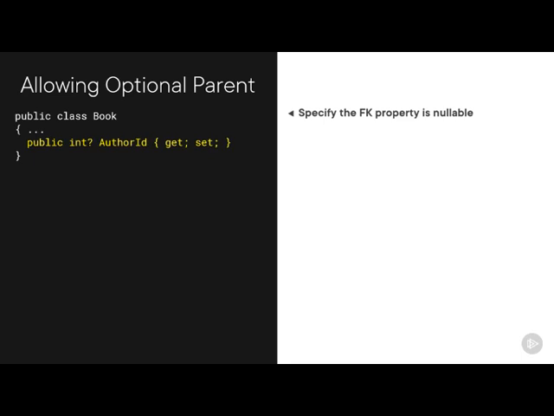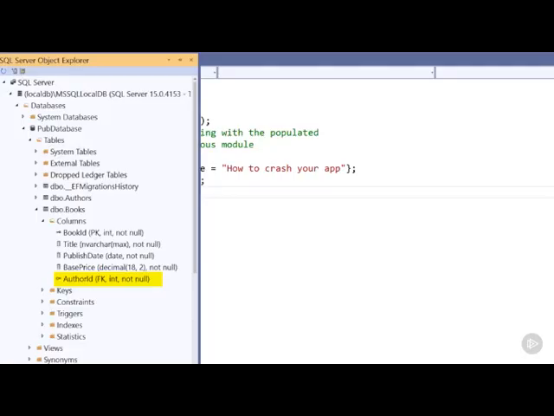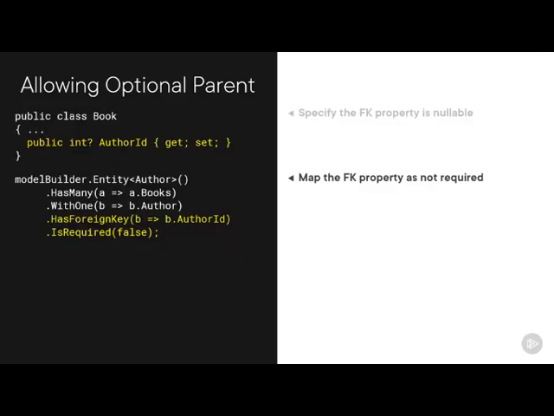Because I do have the author ID property in the book class now, I could just mark that as a nullable int. Then, after migrating the database, the author ID foreign key column in the books table will be nullable, and an authorless book will be allowed. You can also use a mapping to specify that the author isn't required, and that will have the same effect in the database schema. And you'll do that with the HasForeignKey mapping that you just learned about.